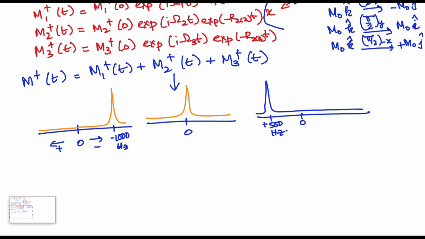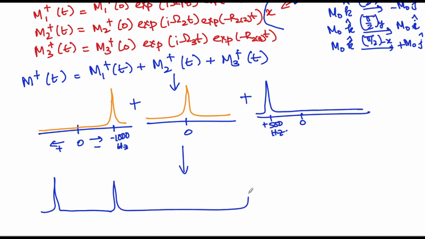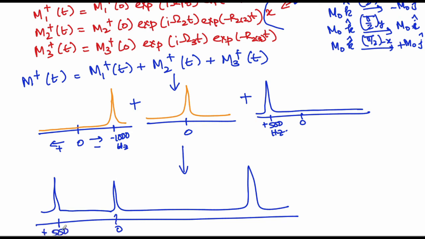The NMR spectrum will be a simple linear sum of all of this. So therefore, you're going to get one at 0, plus 500, which will be the hydroxyl proton, and minus 1000 hertz, which will be the methyl proton. And this is coming up in this fashion largely because you had set the carrier on the methylene proton, and the methyl proton is upfield with respect to the methylene proton, and the hydroxyl proton is downfield with respect to the methylene proton. So this is downfield, this is upfield.